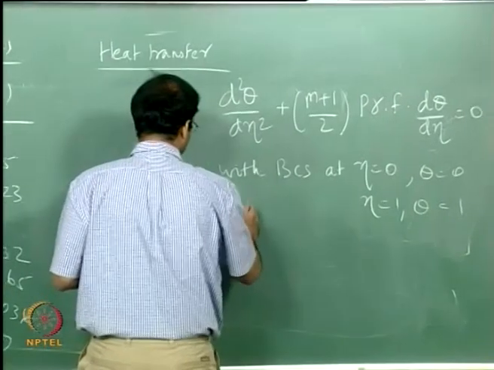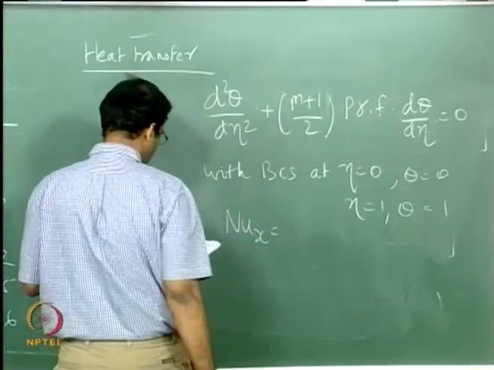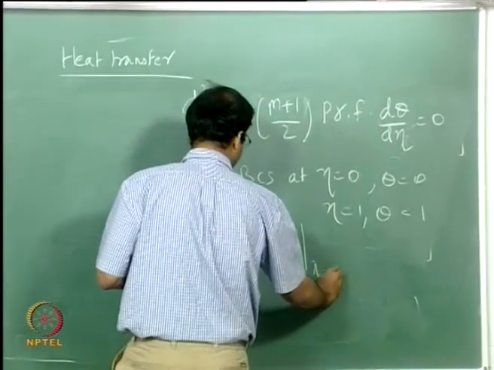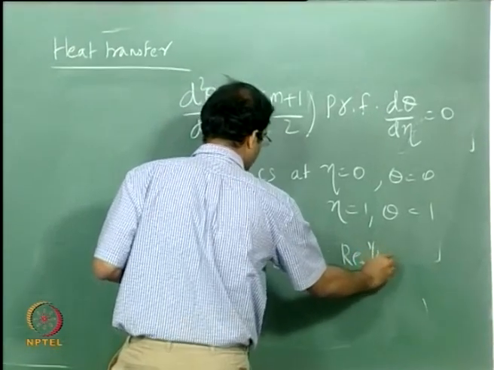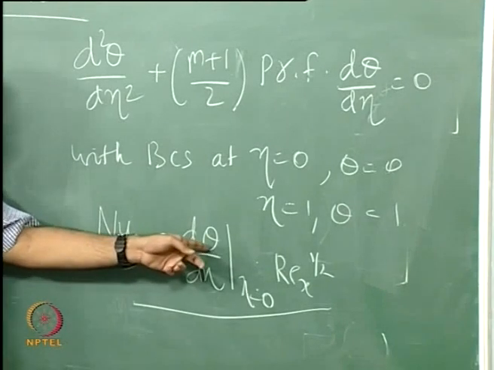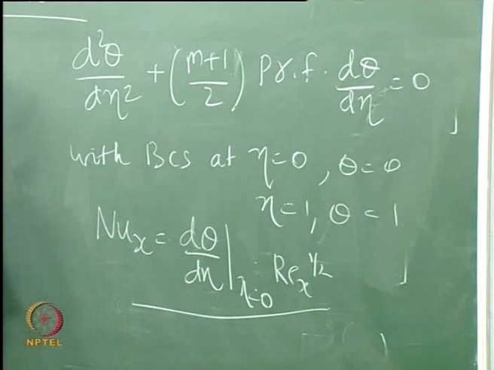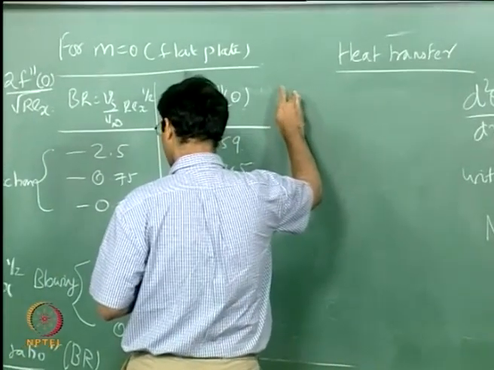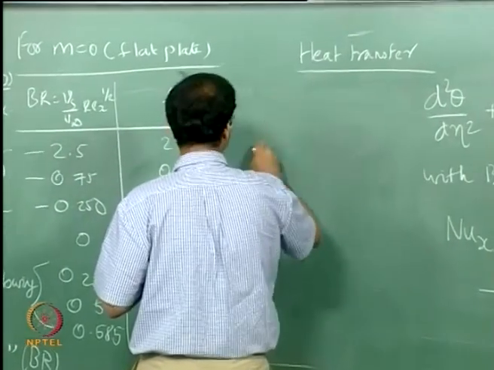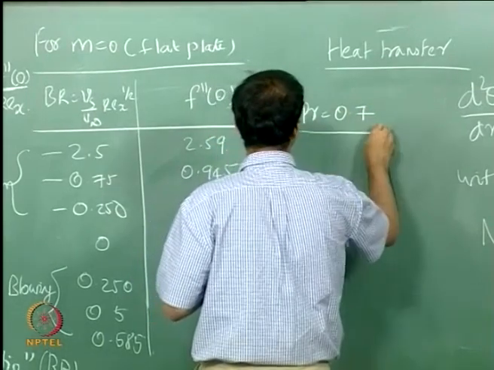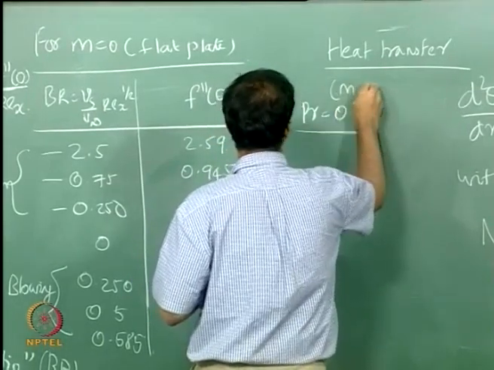Okay, as such the equations and boundary conditions are the same, but the solution will be a different solution. So therefore you are more interested in the Nusselt number. If you are looking at Nusselt number, this is d theta by d eta at eta equal to 0 into Rex power half. This is what we derived finally. So this is how the Nusselt number is related to the non-dimensional temperature gradient. Okay, so all we are interested in is theta prime at 0. So let us tabulate for some more. I think this is coming from one of your textbooks. So Prandtl number equal to 0.7 and also m equal to 0.